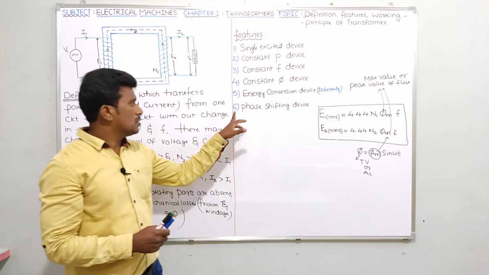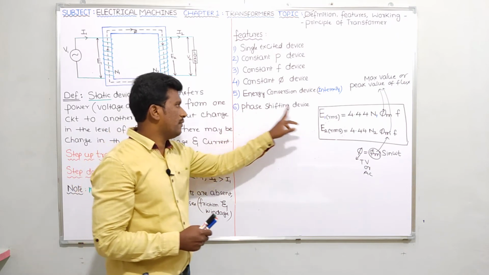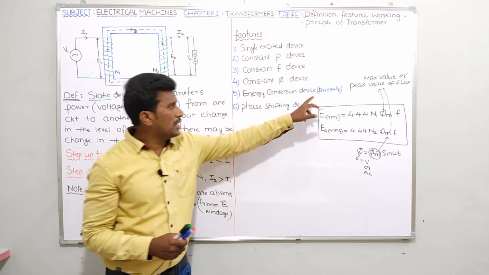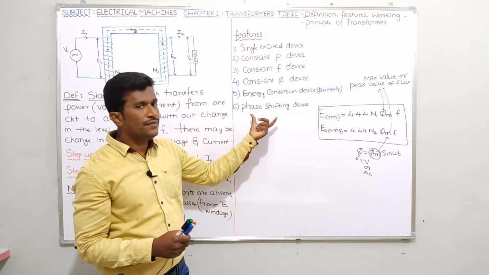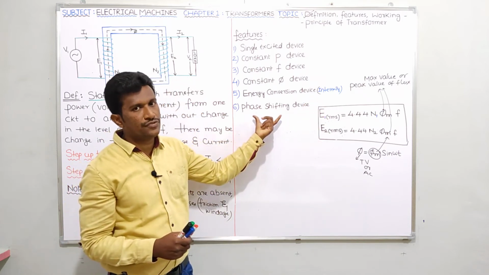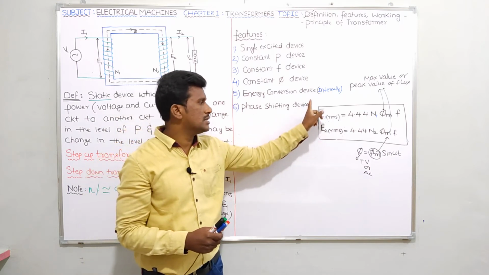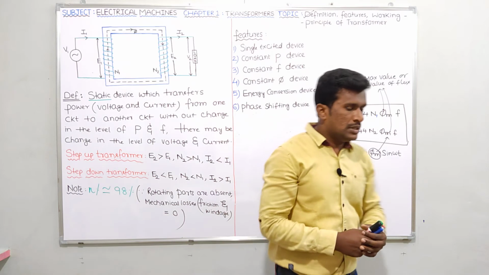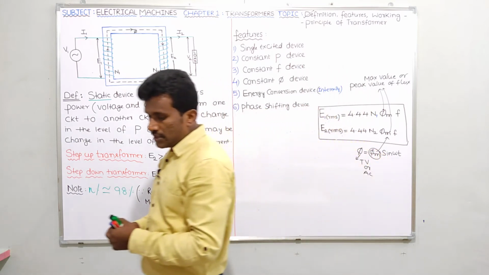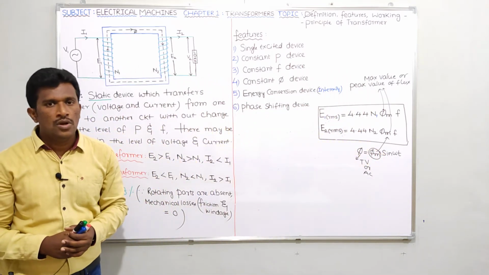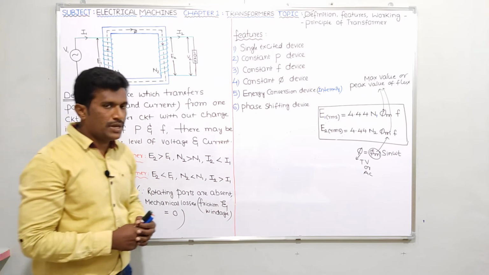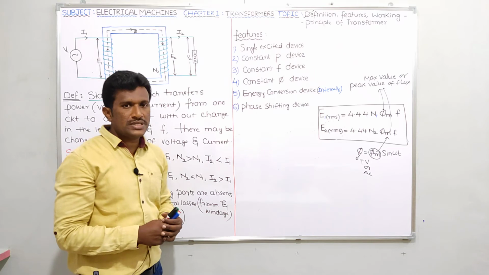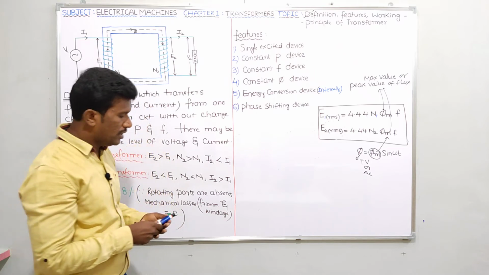Okay, no problem. After writing the sixth point, phase shifting device, write in bracket the reason why I call transformer a phase shifting device: Since transformer offers 180 degrees phase displacement from input side to output side.